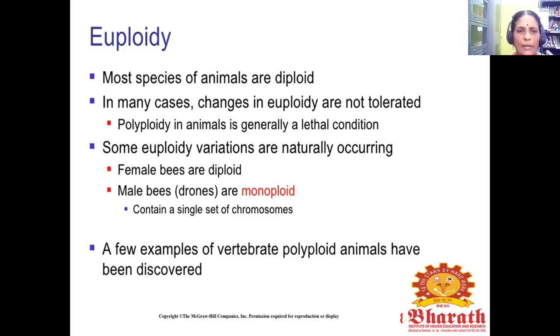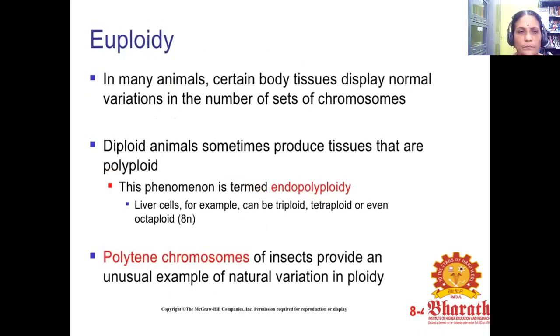Some euploidy variations are normally occurring. In the case of bees, female bees are diploid and male bees are monoploid, so they contain a single set of chromosomes. A few examples of vertebrate polyploid animals have been discovered.